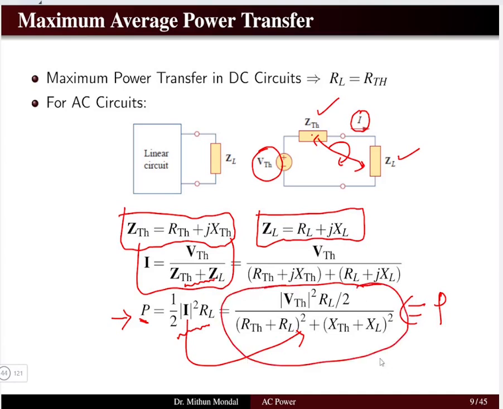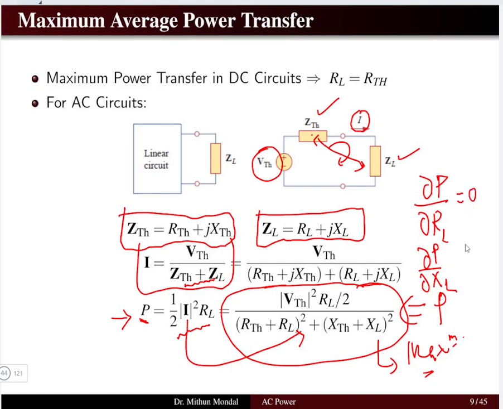Now this power I need to maximize. That is the maximum power transfer theorem. If you remember, in the DC network we differentiated the power with respect to RL, that is the load resistance. Now here we have the reactance also, so we have to differentiate the power with respect to XL, and then equate this to zero, so that we can find the condition.